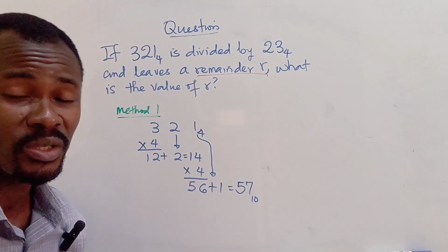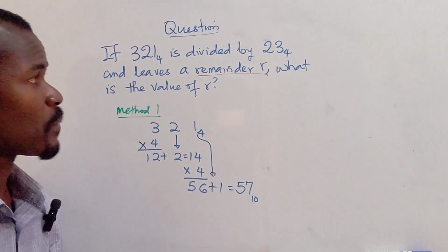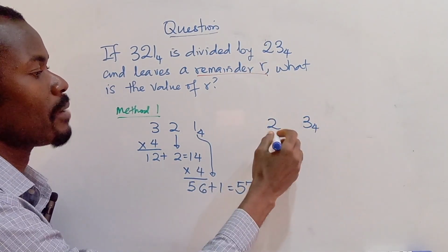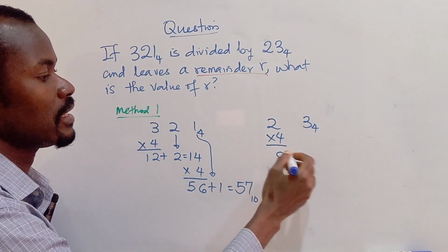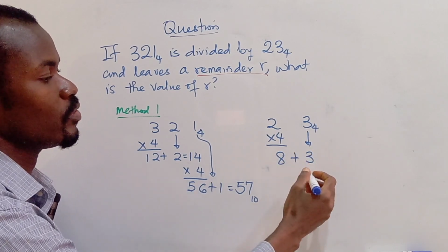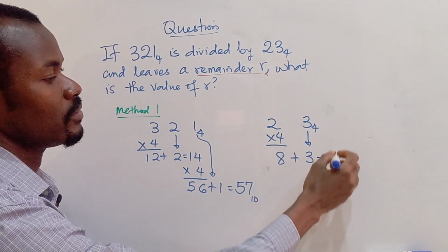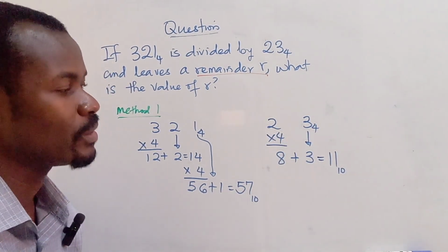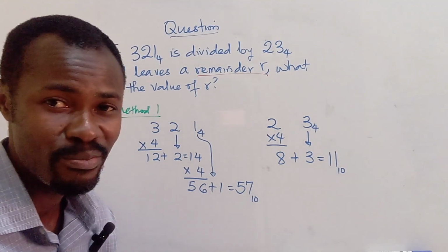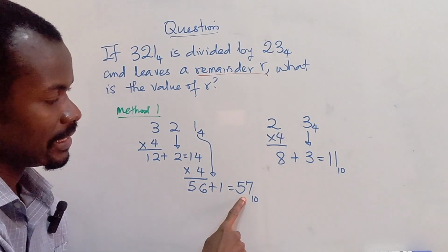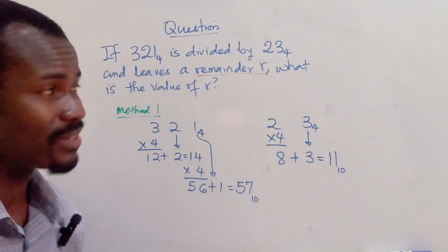Now this is one method of conversion. You can also use the expansion method. Now let's do this for 23 base 4. I'm going to times this 2 by 4, it's 8, plus I'm going to bring this down, which is 3. If we add this, we are going to get 11. So if we convert 23 base 4, we are going to get 11 base 10.